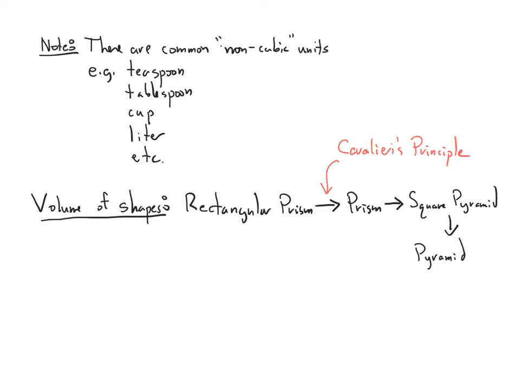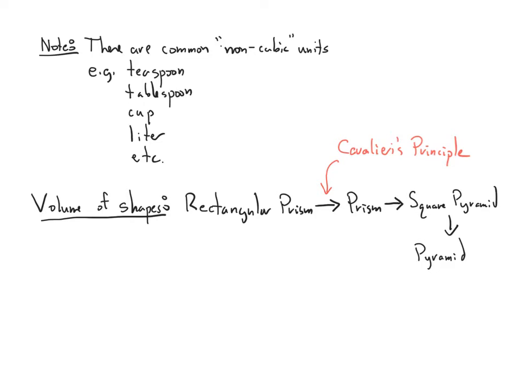And then once we know the volume of any prism, well, we can go back and look at how we can use rectangular prisms to give us the volume of a square pyramid. And then from a square pyramid, we're going to use Cavalieri's principle again and find the volume of any old pyramid that we like.